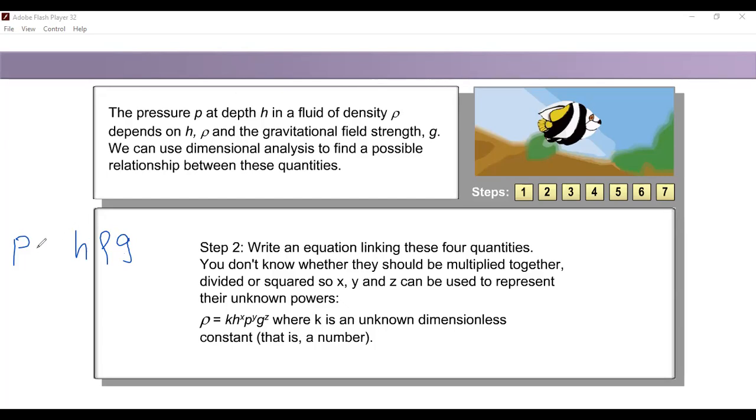I use a different color, yeah. I assume that P is equal to K, H to the power x, rho to the power y, G to the power z. So next step, H is the depth, right? H is the depth. So back to the dimension. First, pressure. We know that pressure, what is the unit for pressure? Dimension for the pressure. Let me see, where is the dimension from just now? Pressure.